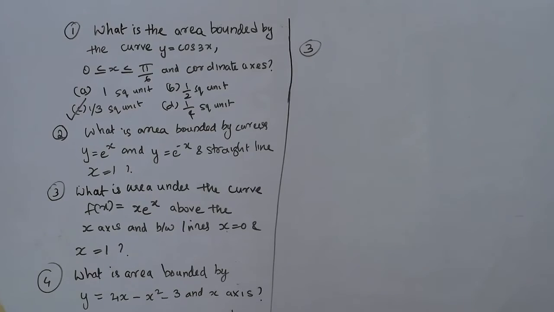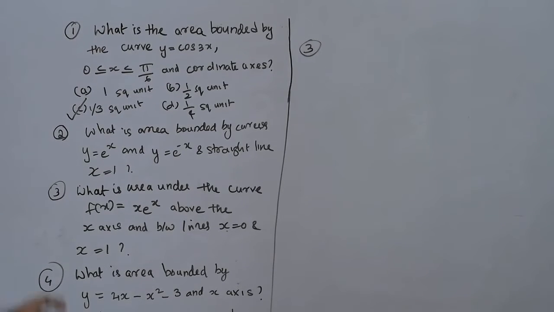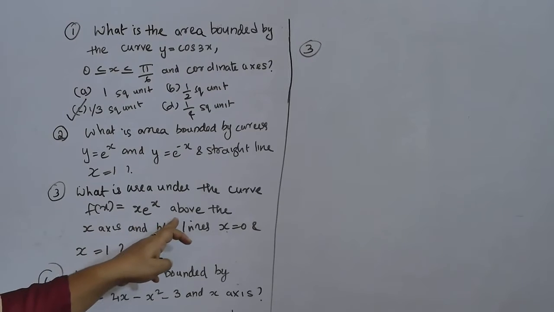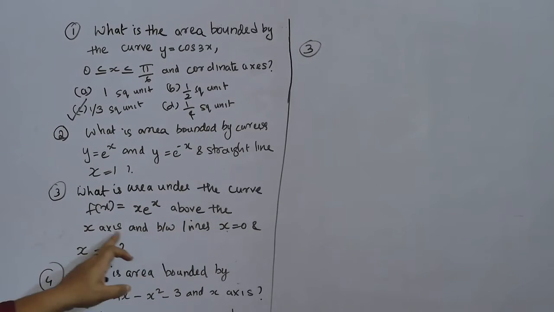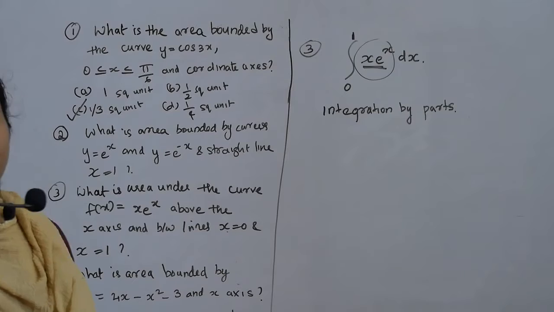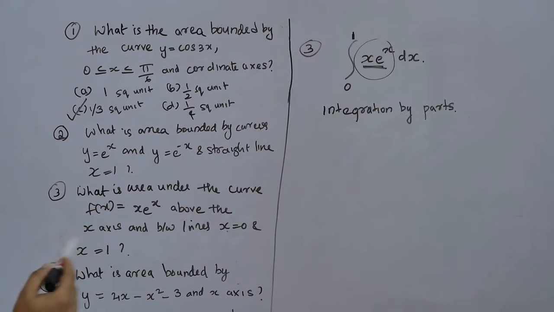So I'm going to solve the third question. What is the area under the curve f of x equal to x e raised to x above the x-axis and between the lines x equal to 0? So we'll see the third question.